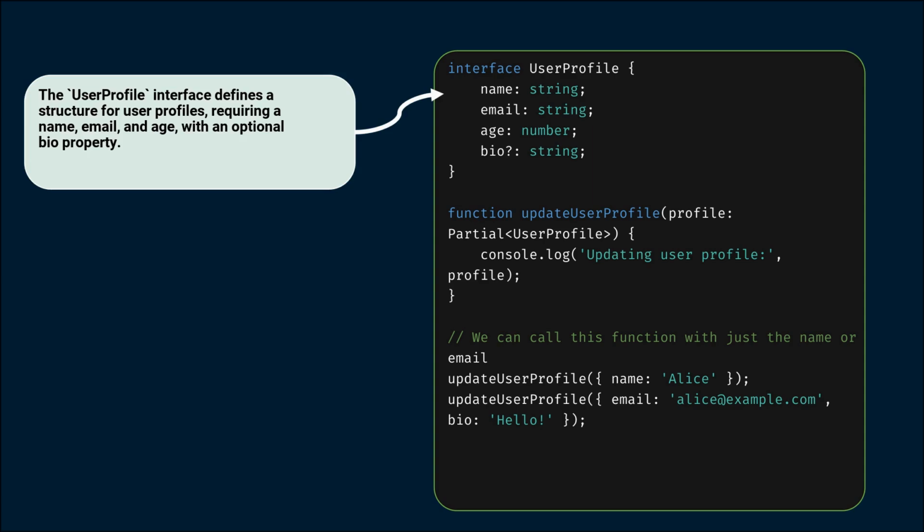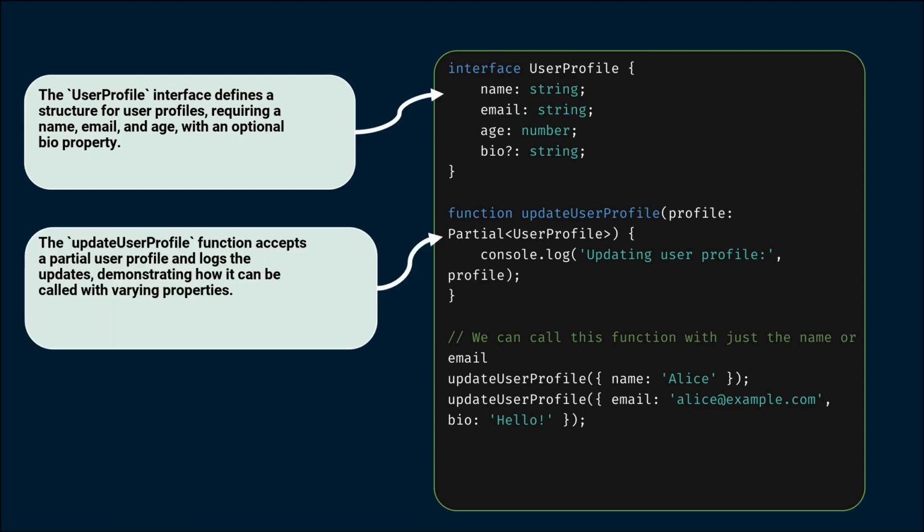First, we define an interface named UserProfile, which includes properties like name, email, and age, along with an optional bio. This structure allows us to represent a comprehensive user profile. Next, we create the updateUserProfile function, which accepts a parameter called profile of type Partial<UserProfile>. The beauty of using Partial here is that it transforms all properties of the UserProfile interface into optional properties. This means the function can be invoked with just a subset of the user's data, enhancing flexibility in our application.